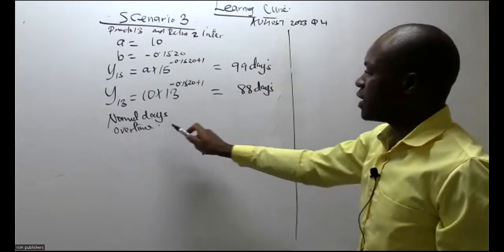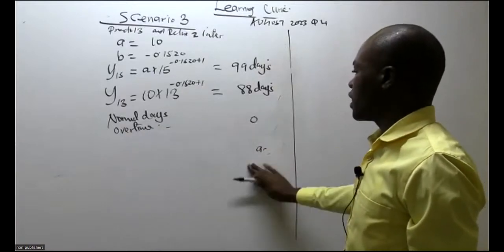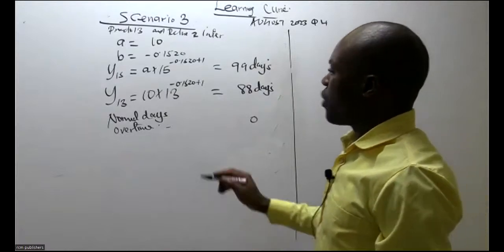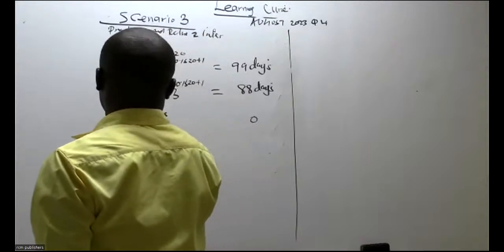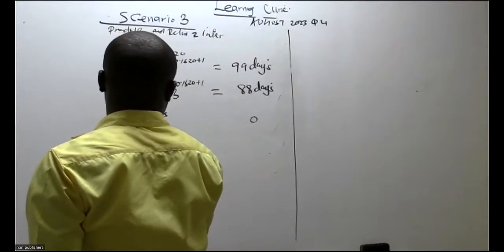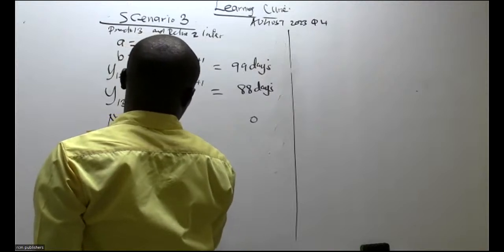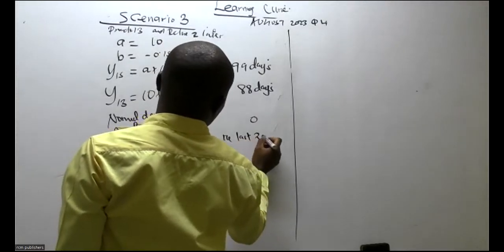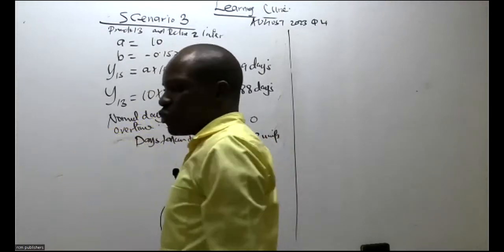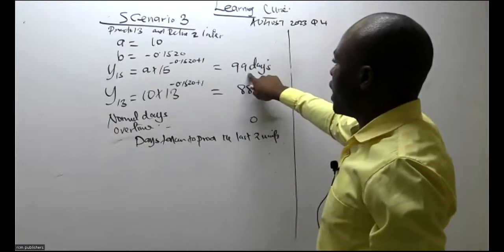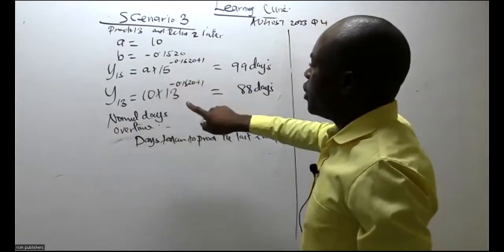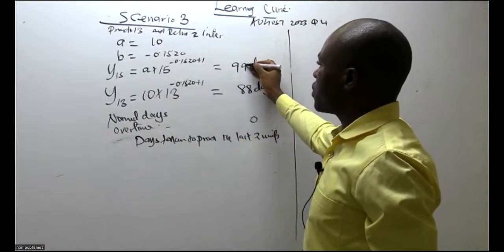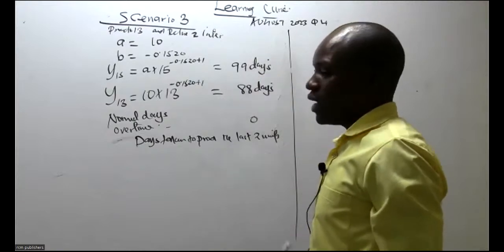So number 1, overtime itakuwa ngapi? 0. Hiyo overtime tumemalizana nayo. Great. Having done that, we want to take the days taken to produce the last 2 units. They took 99 days to produce 15 units. They took 88 days to produce 13 units. The difference will be the time taken to produce the last 2 units.